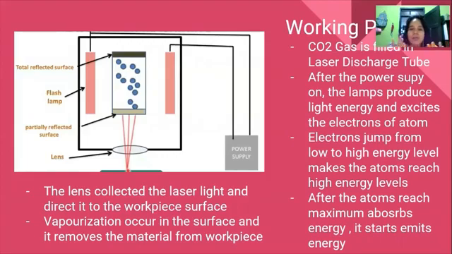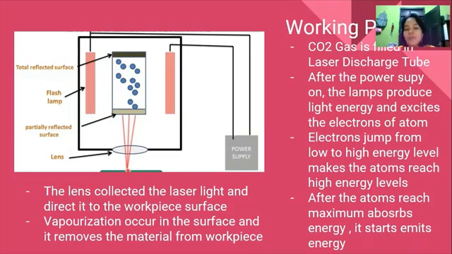All right, so for the working process, we can see from the picture that it consists of a lot of components like the power supply, lens, and others. But I will explain the process. It starts with CO2 gas being filled in the laser discharge tube. And then after the power supply is on, the lamps produce light energy and excite the electrons of the atoms.